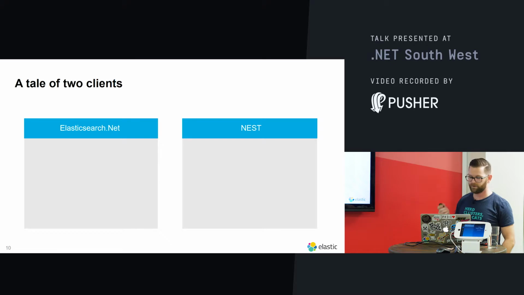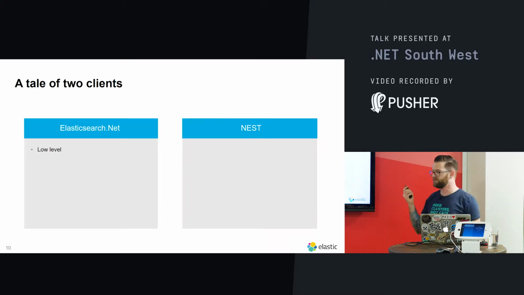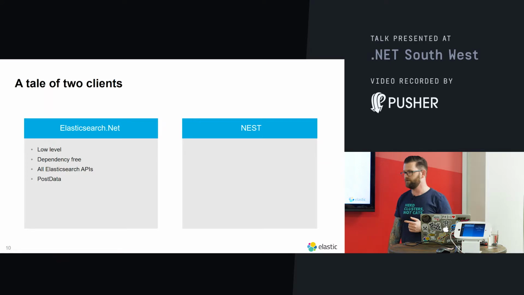So yeah, Elasticsearch with .NET, we have 2 clients. Elasticsearch.NET is the low-level client. It's dependency-free, with no dependencies on other NuGet packages, which makes a lot of people happy. All of the Elasticsearch APIs are mapped in the .NET client. And you deal with something called post data. Post data, some people love it, some people hate it.